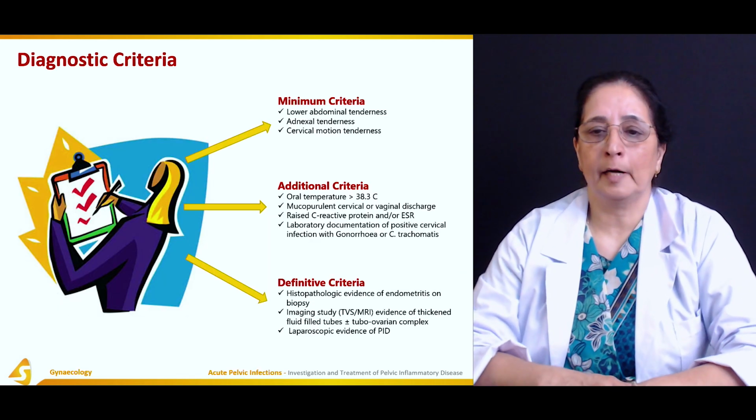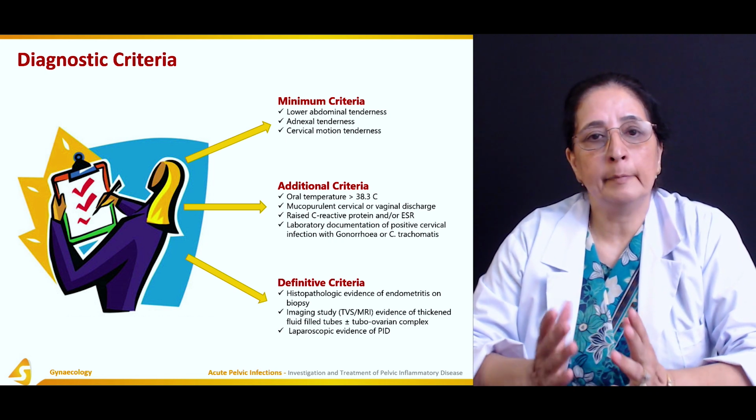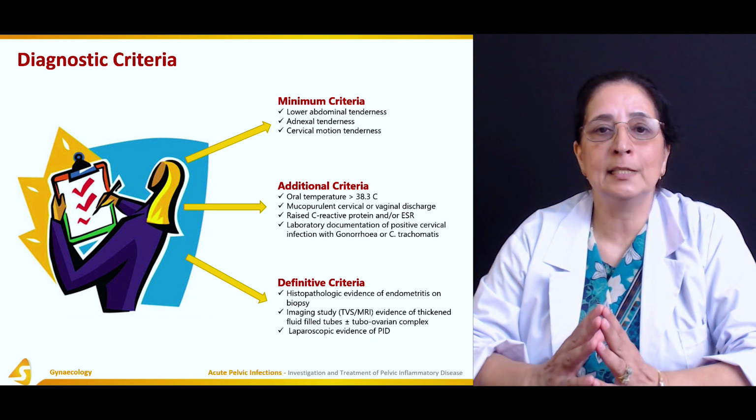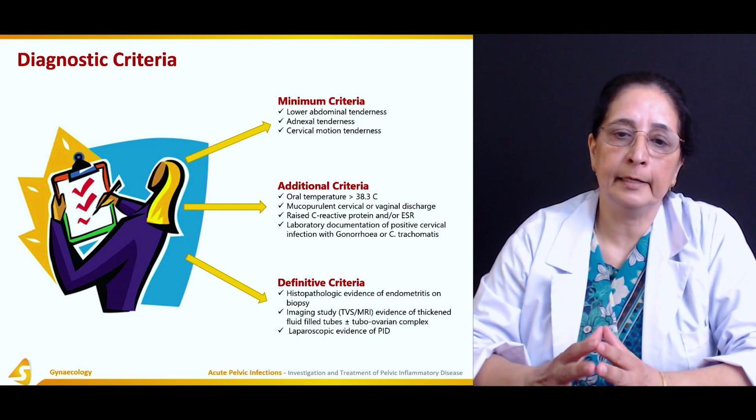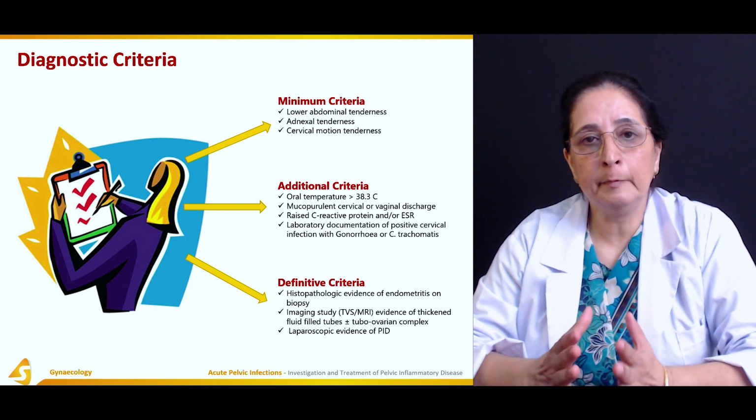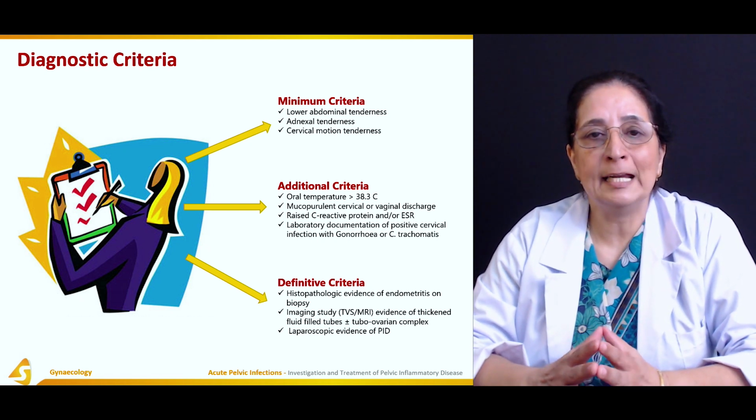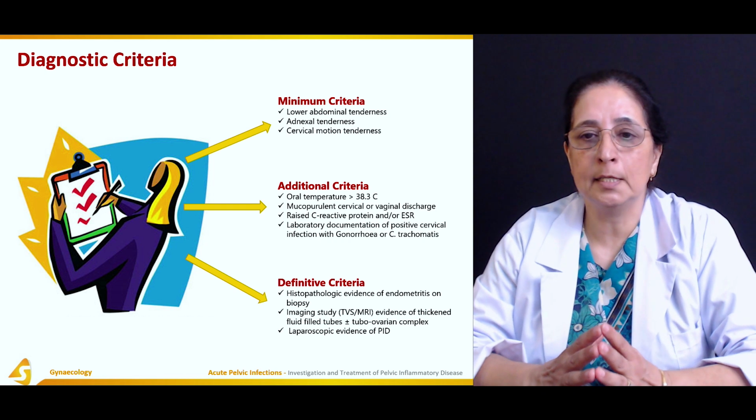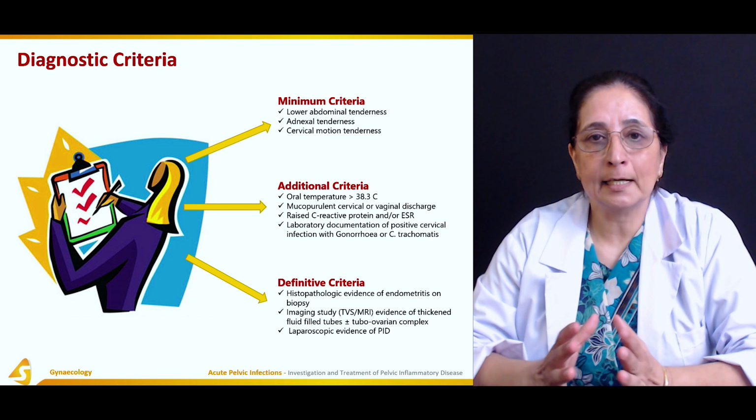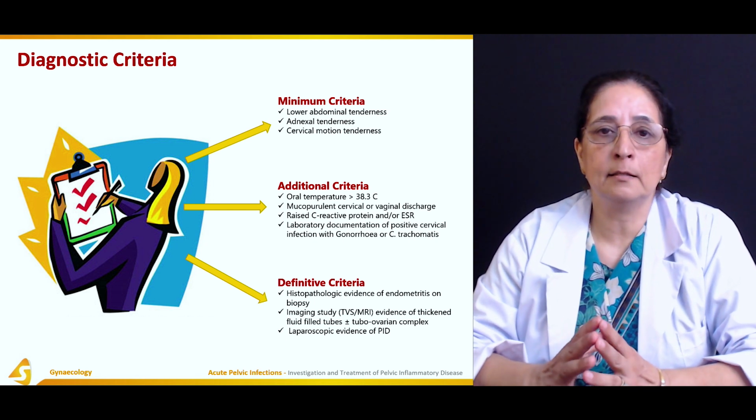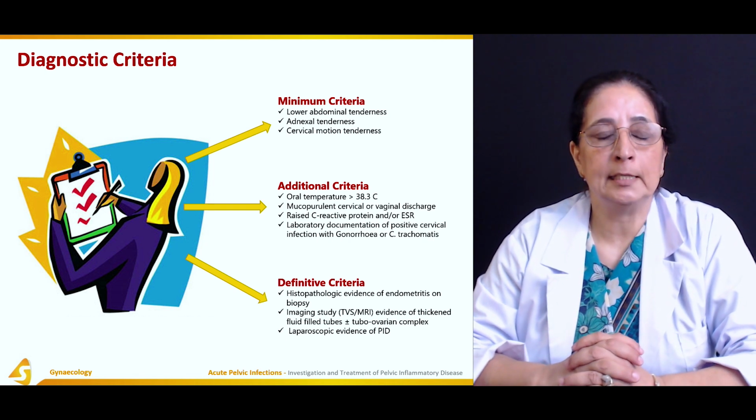So diagnostic criteria we divided into minimum criteria, then some additional criteria, and then the definitive criteria for the diagnosis of pelvic inflammatory disease. The minimum criteria that should be present for the diagnosis of PID, or pelvic inflammatory disease, are lower abdominal tenderness, adnexal tenderness, and cervical motion tenderness. So that's the minimum criteria.